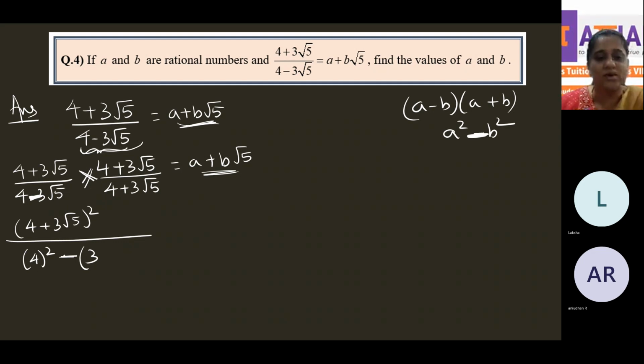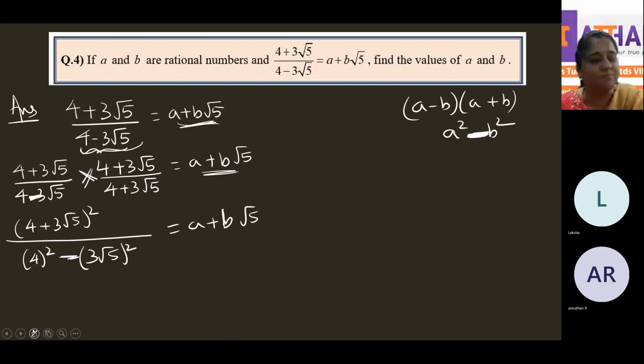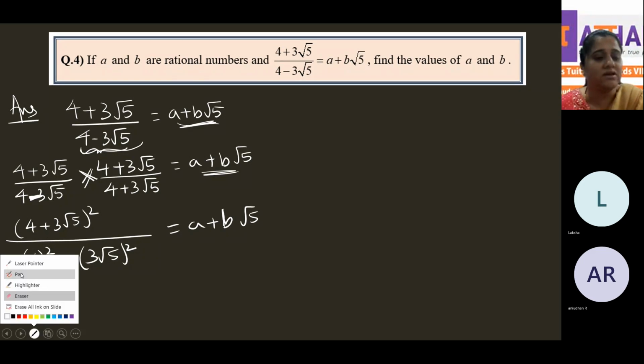So A square is 4 square. Minus is from the identity, minus B square, 3 root 5 the whole square. That's how we multiply the numerators and the denominators. It is equal to A plus B root 5. The RHS will come as it is. Keep simplifying the left hand side. The right hand side, A plus B root 5, comes as it is.